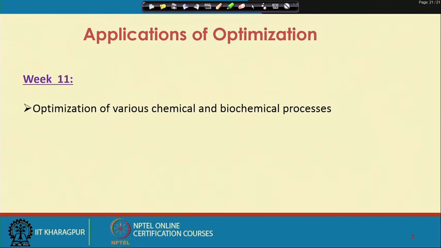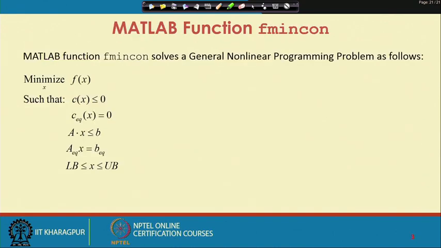So, let us start with applications of optimization. Mostly we will take examples from chemical and biochemical processes. First, let us start with use of the fmincon solver. fmincon is basically a solver for nonlinear programming problems, and it is a part of MATLAB's optimization toolbox.